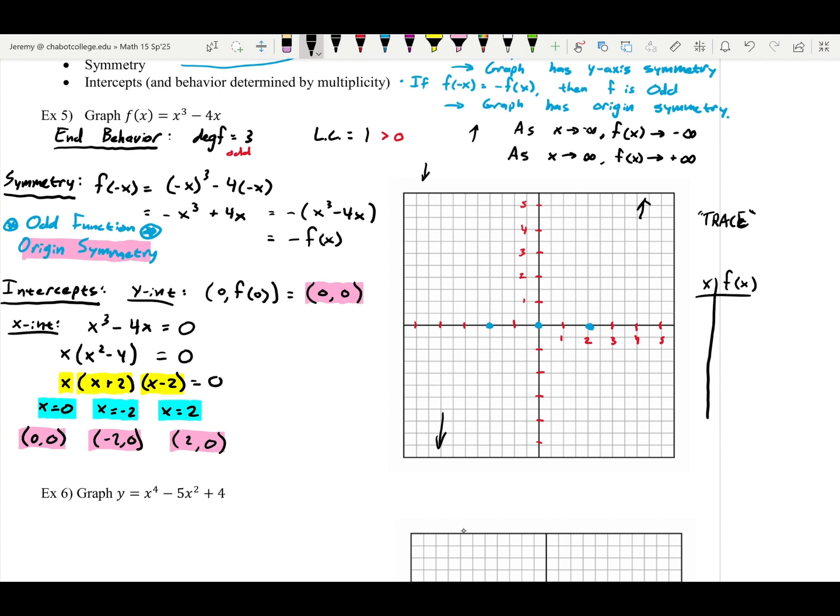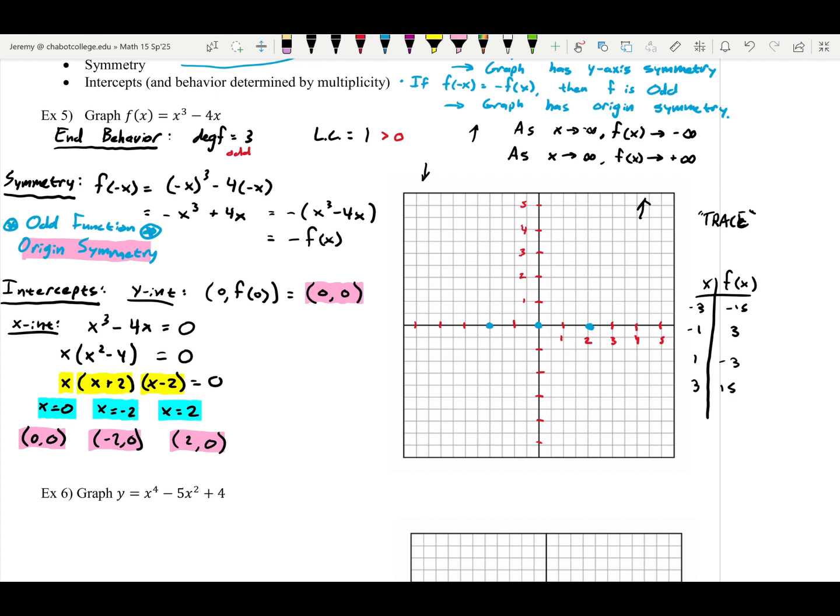I think, how about -3, -1, +1, +3. I think that would be a pretty good set of numbers to check. Put in -3, I get -15. Put in -1, I get +3. Put in +1, I get -3. Put in +3, I get +15. And I hope that you're seeing the symmetry that we were expecting showing up here.